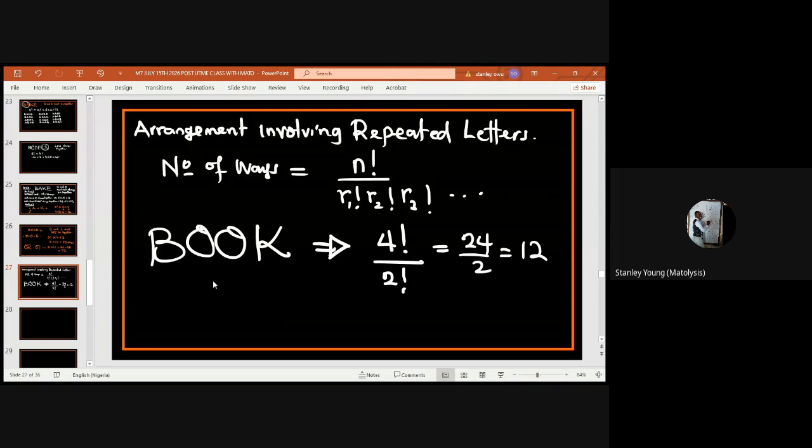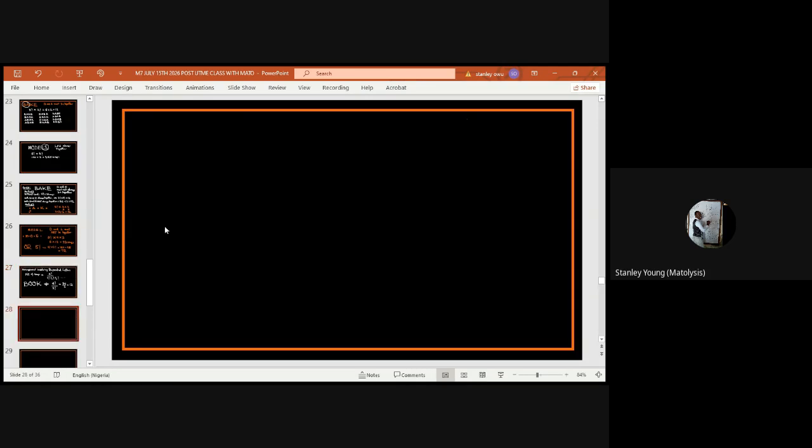So I would really like you to demonstrate this, the way I demonstrated them. You arrange the letters in the word book, keep doing all the arrangements, and you'll realize that everything will be 12. So if I give you something like address.